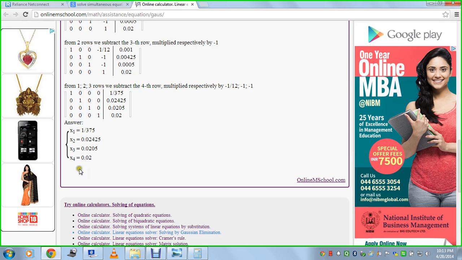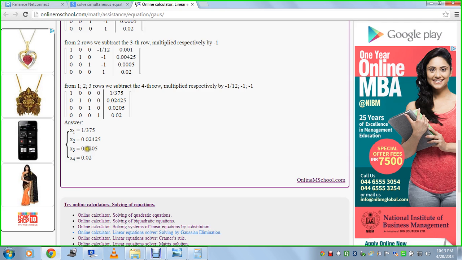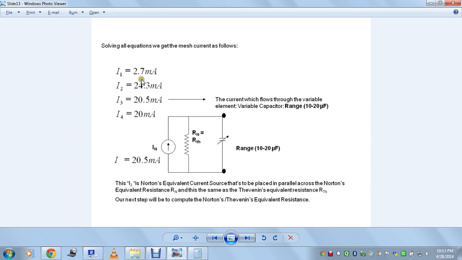Again here it is 0.02425. This when multiplied by 10 to the power 3 gives the answer in milliamps, which is 24.25 milliamps, approximately 24.3 milliamps. Then again it is I3, which is 0.0205, that is 20.5 milliamps.